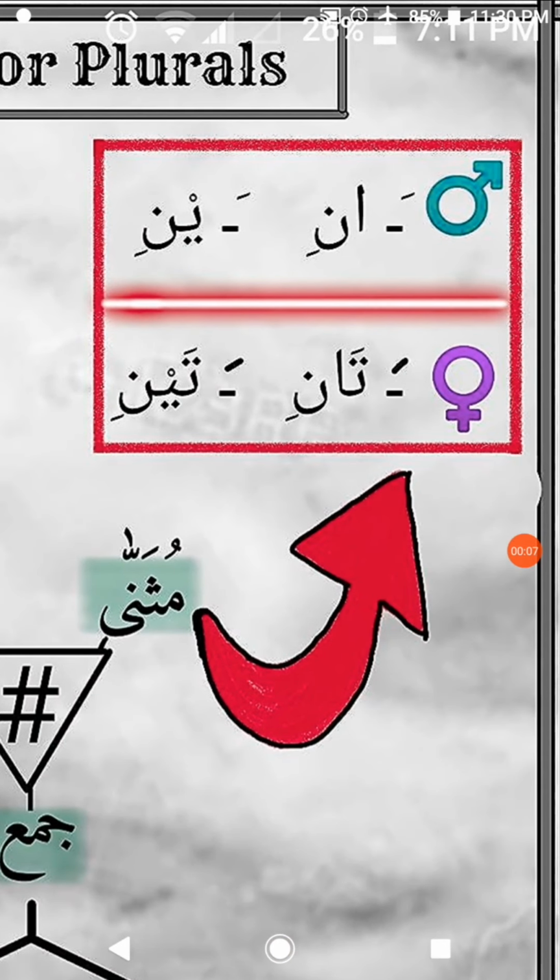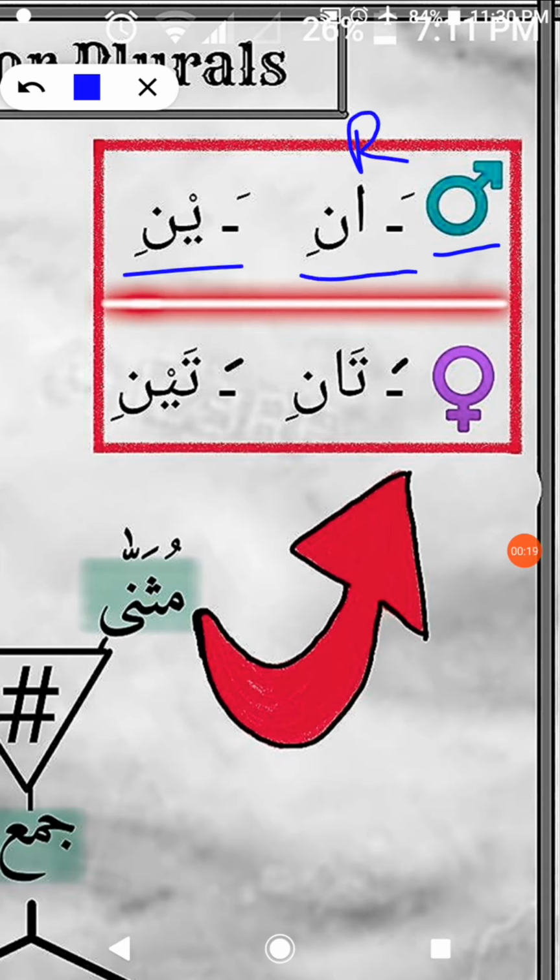As you can see, for masculine musanna, we have the suffixes of ani and aini. Now ani is for rafa forms and aini is for nasab as well as jar forms. Both of them are beginning with the fatha. Now remember this point because this is going to come in handy when we are doing the conversions. So ani and aini, of course, you can see that they are beginning with fatha.